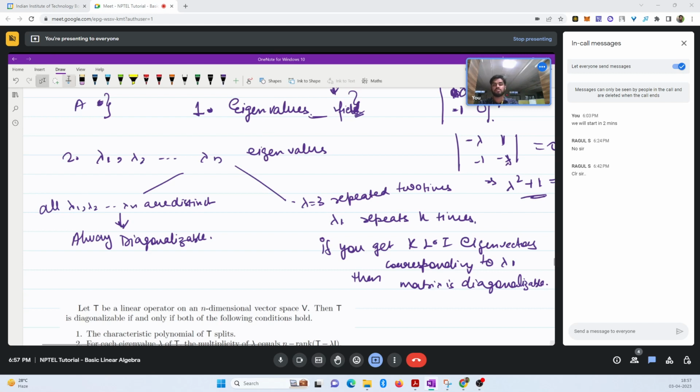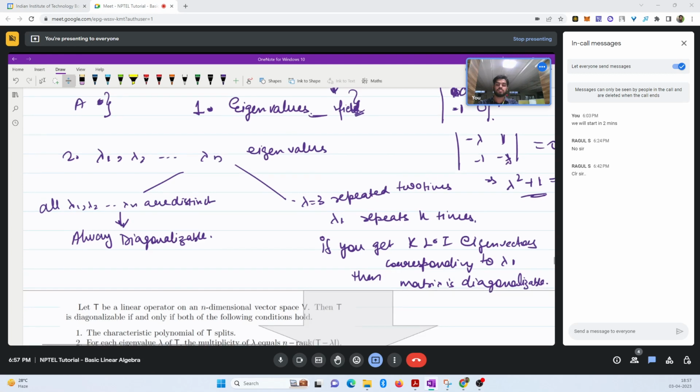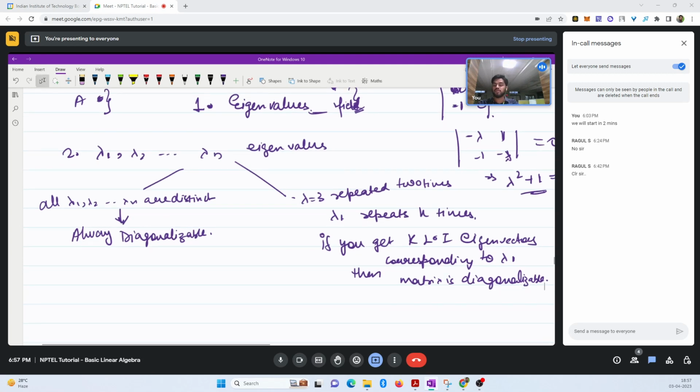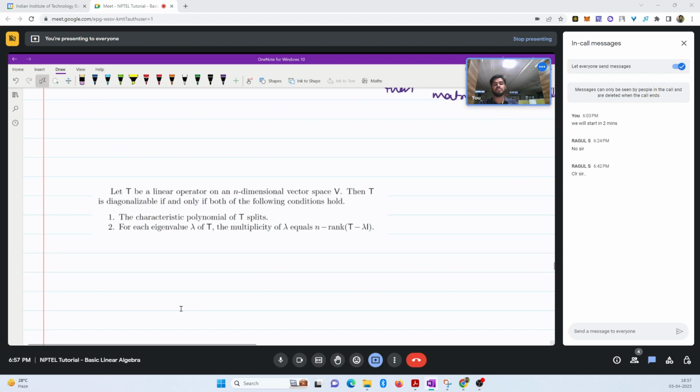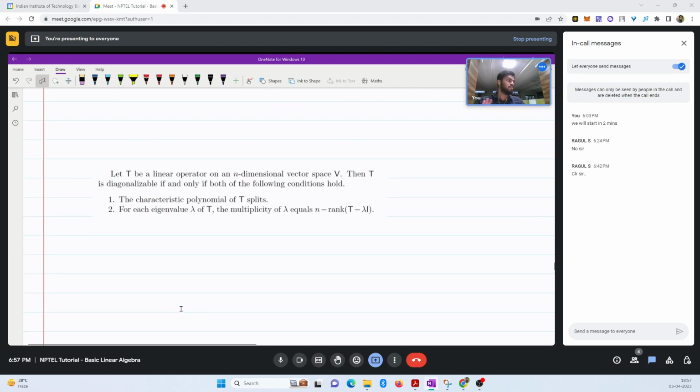Okay, so just to state it in a more formal way, let's say T is a linear operator. Then you call T diagonalizable if and only if both these conditions hold. What is the first condition? The first condition says that the characteristic polynomial splits. What does this mean? A polynomial, let's say P, splits if you can write it in the form (x minus a)(x minus b)(x minus c).